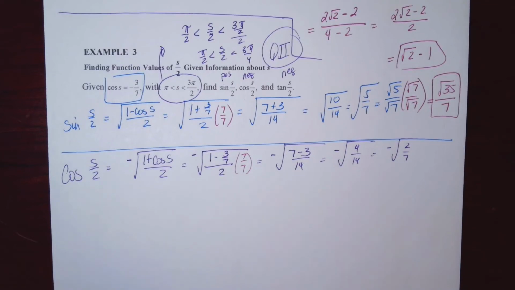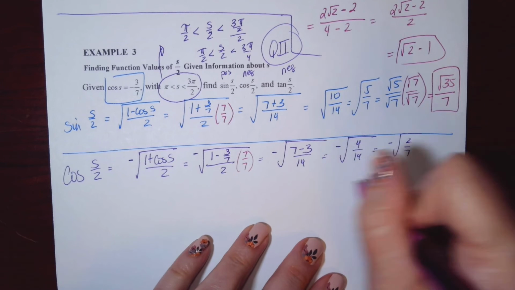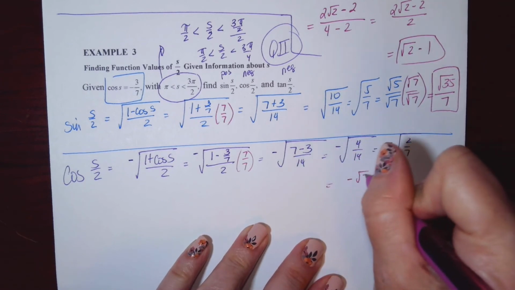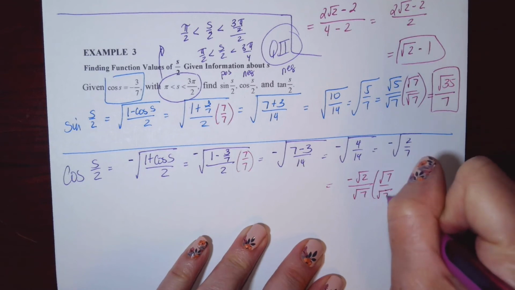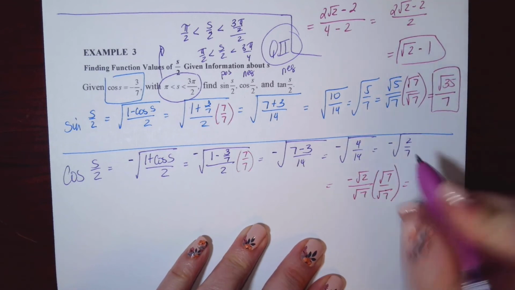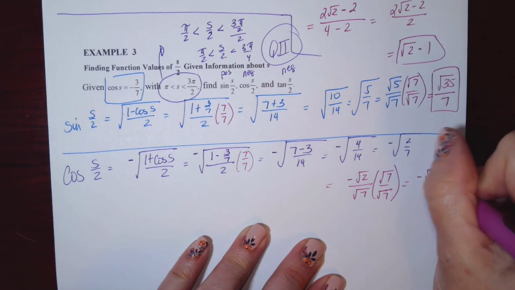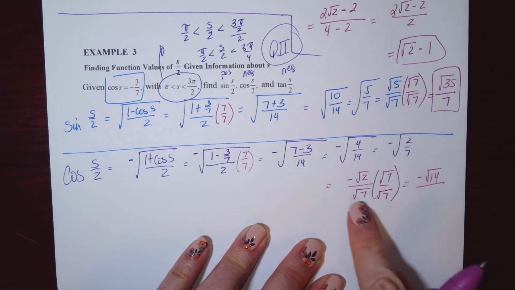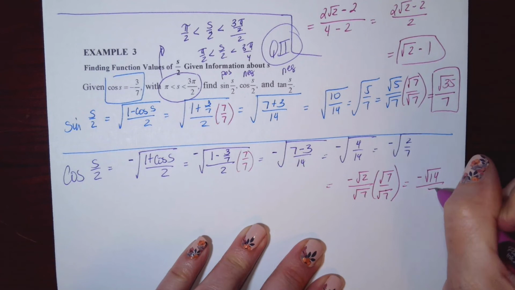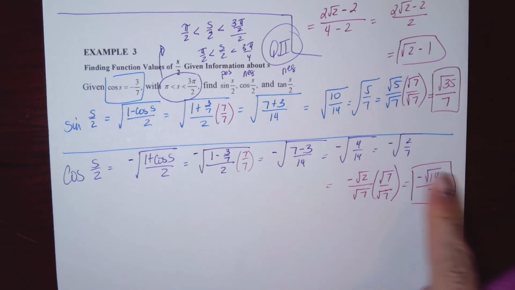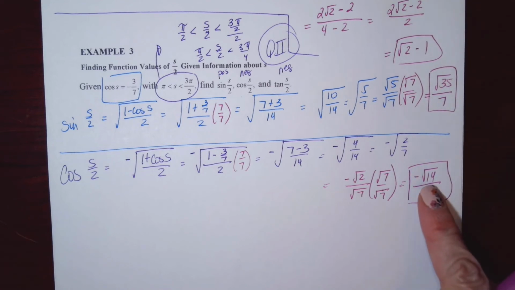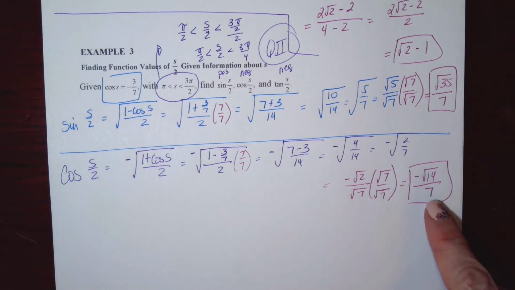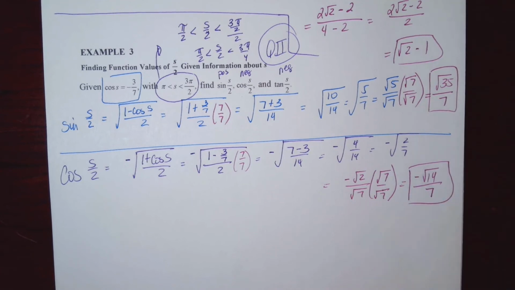And now I'm to the point where I need to rationalize again, right? So I'm going to go ahead and say a negative square root 2 over square root 7. Rationalize that denominator. Gives me 2 times 7, I've got a negative square root 14 over square root 7, and square root 7 is just 7. Now, this does not simplify, just like this one did not simplify. I can't simplify and stay exact the square root of 14. That is not divisible by 7 because that 7 is not underneath the radical.